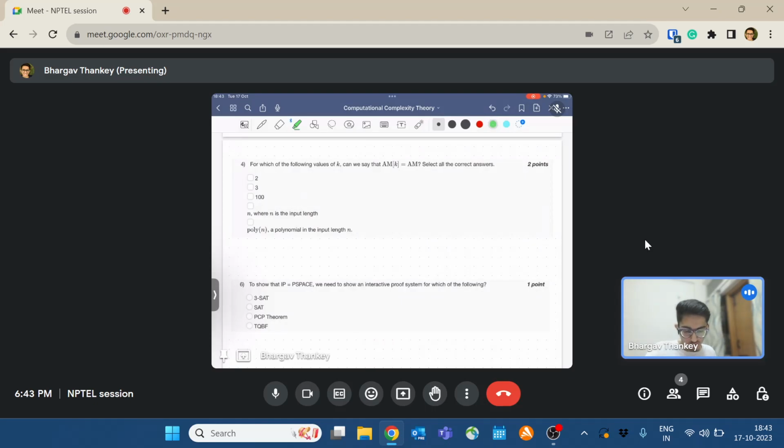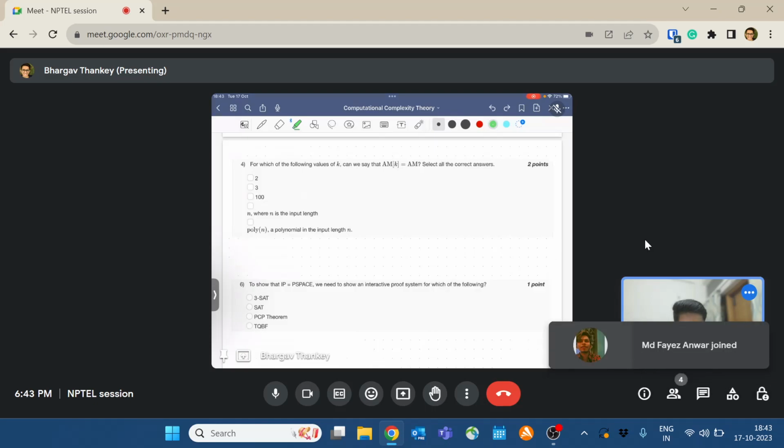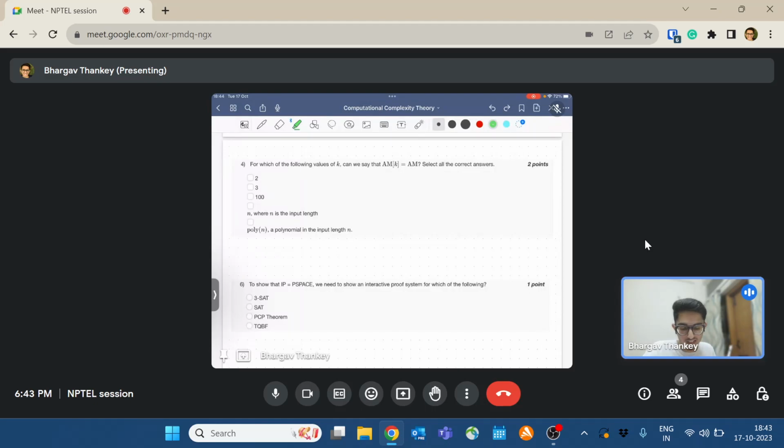The next problem is: for which of the following values of k can we say that AM_k equals AM? AM_k is the class of all languages which are decided by public coin interactive proofs with k rounds. Select all the correct answers: 2, 3, 100, n where n is the input length, and poly(n), a polynomial in the input length n. Which of these are correct?